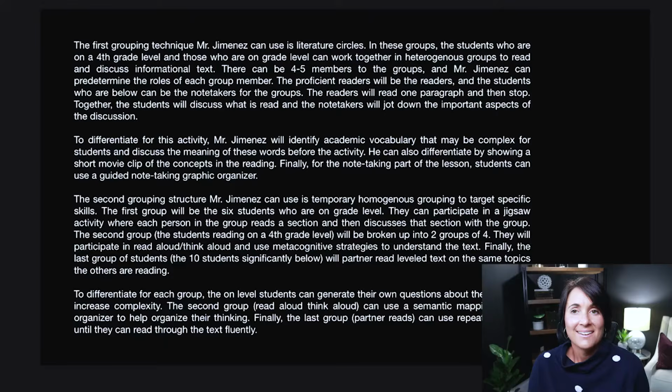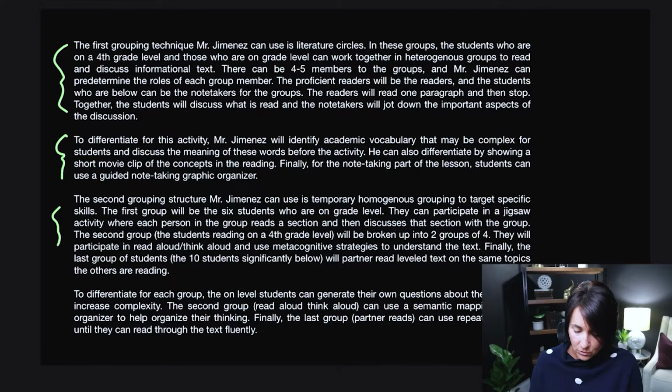Now, let's take a look at my essay. All right, so you already know the basic structure because I just went over it. I've got my first group strategy here, and then how I'm going to differentiate within that. Then I have my second group strategy here, and then how I'm going to differentiate that. All right, so let's take a look at the first grouping technique. All right, the first grouping technique Mr. Jimenez can use is literature circles.